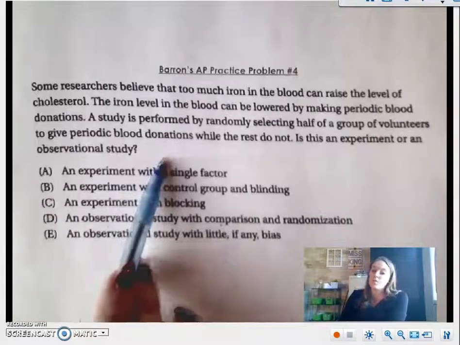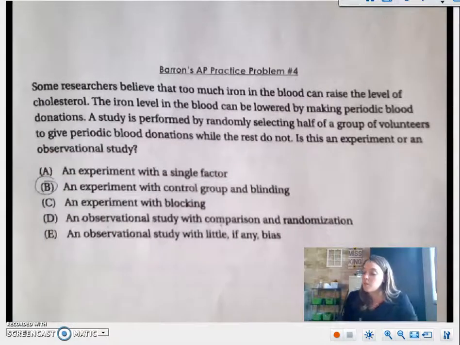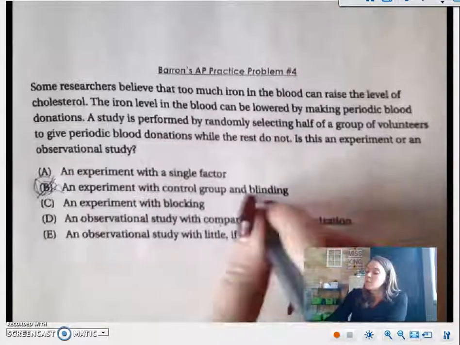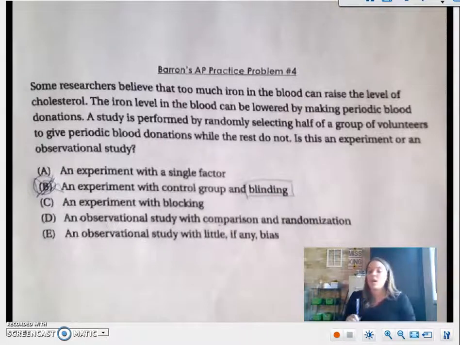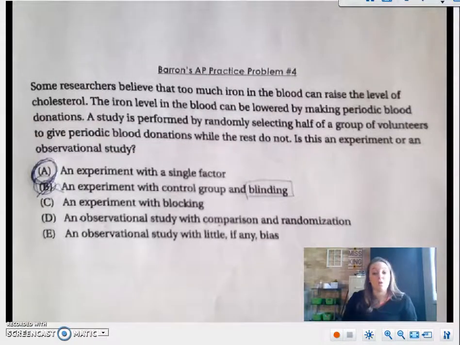Actually, a single treatment. So, a single treatment, but the correct answer is B, an experiment with a control group. I don't think that's true, because there's no blinding, because the test subjects know whether they're donating blood or not. You either are or you're not. So there's no blinding. I would say this is an experiment with a single factor, the factor being blood donation or not donating blood.